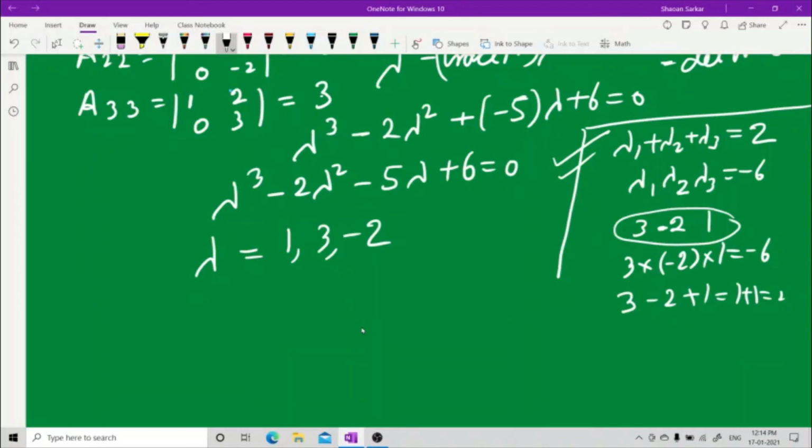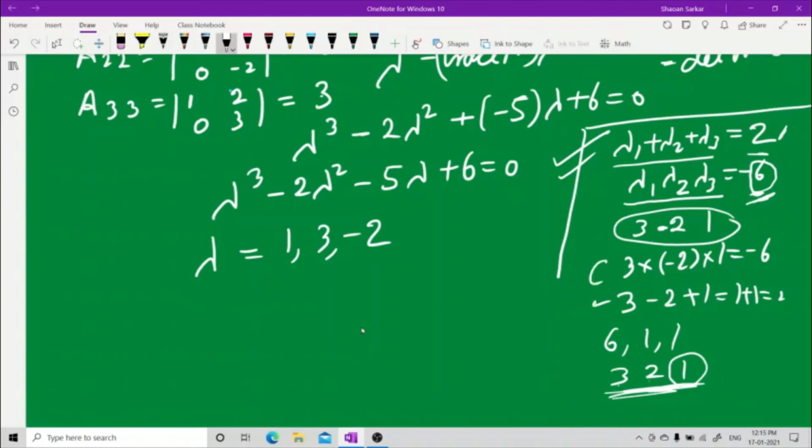What I've done is that I have found out this product already, and the trace I already found out. Now I have taken the factors of 6. What are the factors of 6? 6, 1, 1; 3, 2, 1. Basically I have to take this one because I have to get 3 eigenvalues. Otherwise 3 times 2 is 6 would have done the job, but I want 3, 2 into 1. Now I will adjust this in such a manner that the product will give me minus 6 and the sum will give me plus 2. That I have done here. Therefore, the eigenvalues are this.